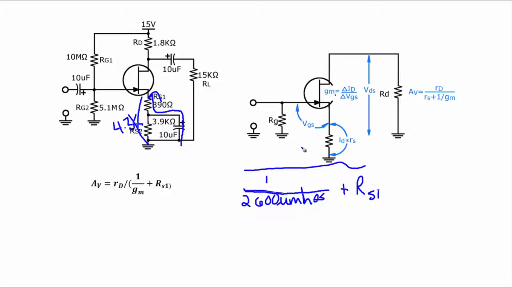Now hopefully this isn't too confusing, because you can always look at this. Remember, 1 divided by 2600 micromhos is going to give you a resistance. So what we're doing is converting this transconductance value back into its resistive value. And now we have a voltage divider where we take the resistance of the JFET plus the resistance of the source resistor, that's going through the entire device, and divide that into our output side, which is the two drain resistors here. So once again, you're just thinking of this as a resistor, and that's why we're taking the inverse of the conductance.